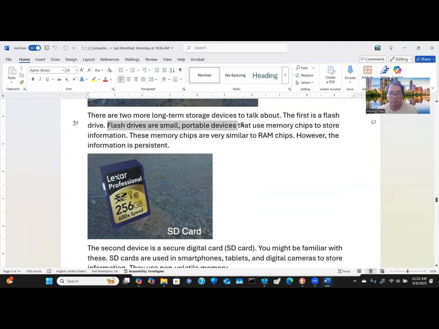Flash drives are small portable devices that use memory chips to store information. These memory chips are very similar to RAM chips. However, the information is persistent.